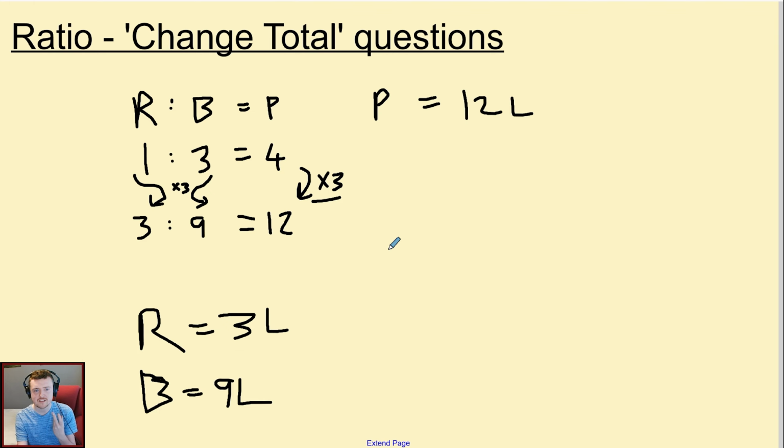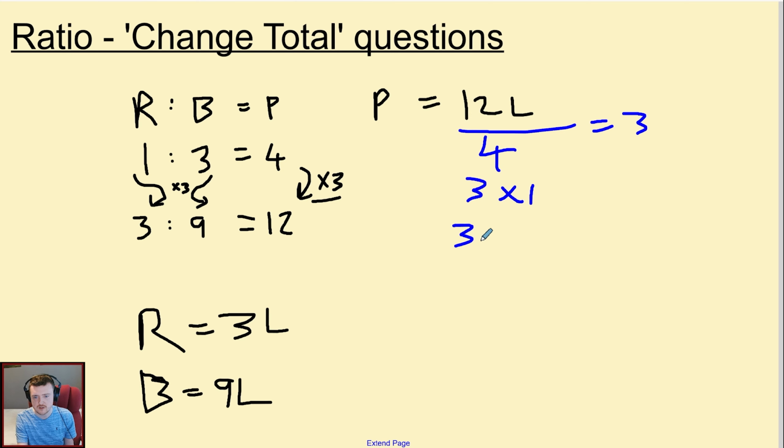Okay, so it's very similar to a sharing question because you can answer it the same way. You can say, okay, well, 1 add 3 is 4. 12 over 4 makes 3. And so 3 times 1 and 3 times 3. It just doesn't look the same because it's not to do with money. If you see money, you know straight away. But if you see something like this, you might not be so sure.